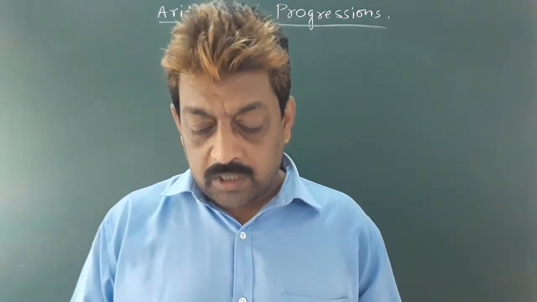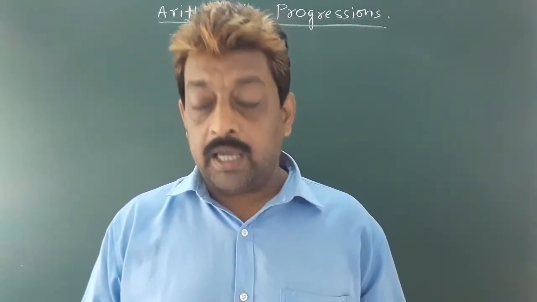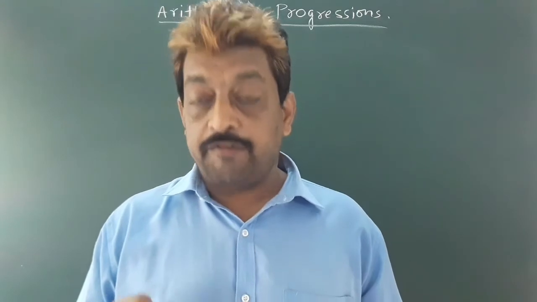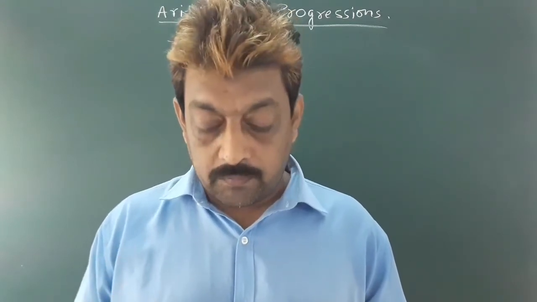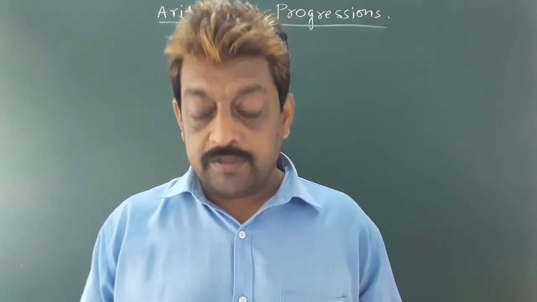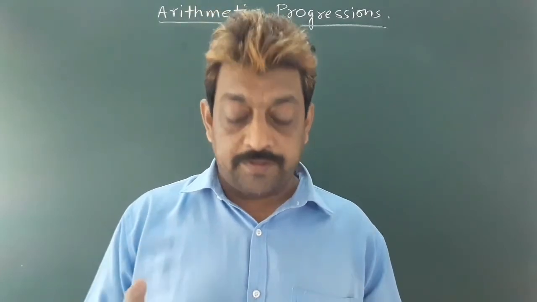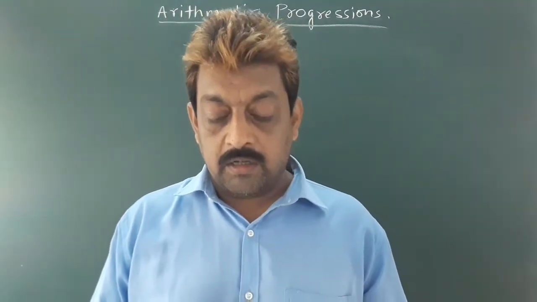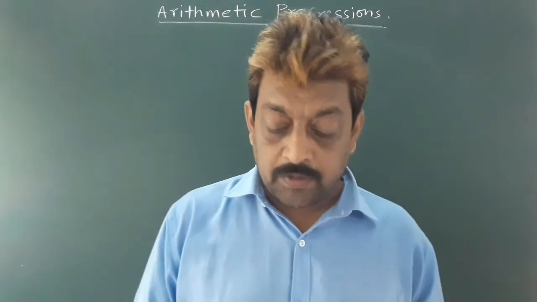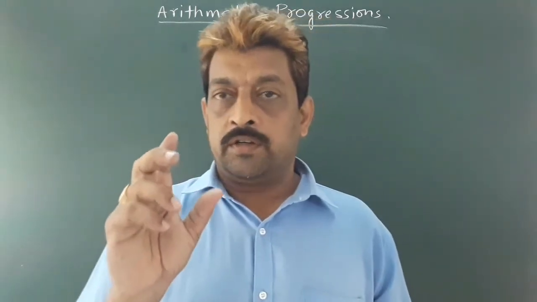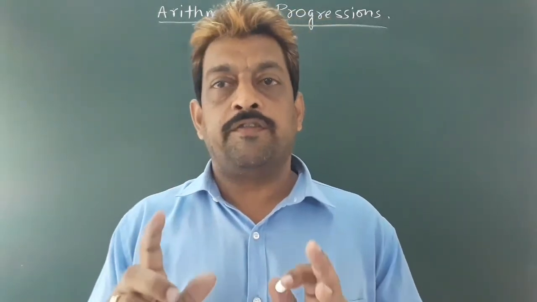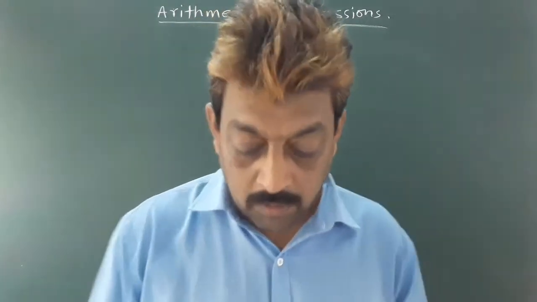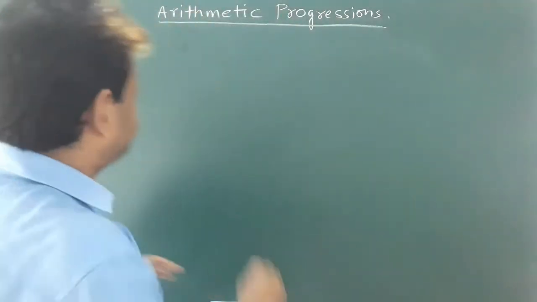Here's the first question. It says that if the nth term of an AP is 5n minus 2, then find its first term, the common difference, and the 19th term. Okay, so the general term is given as 5n minus 2. Let me write down the question.